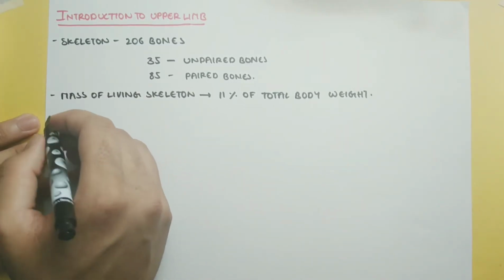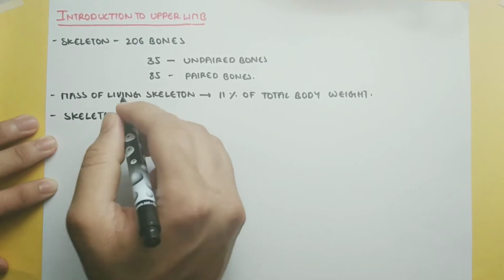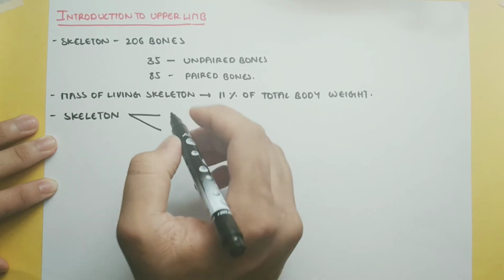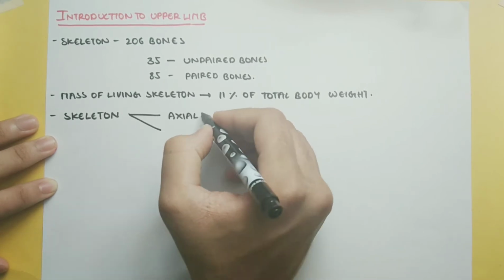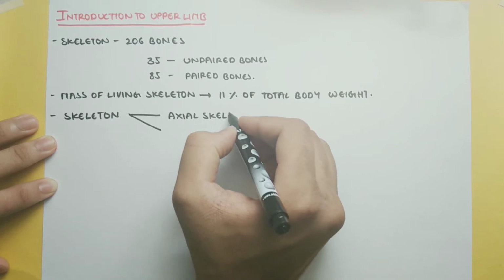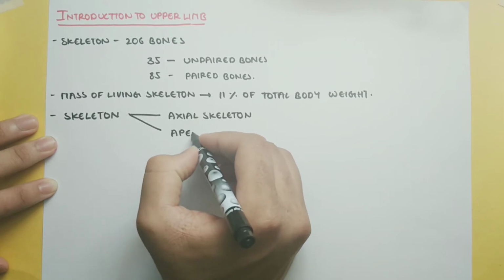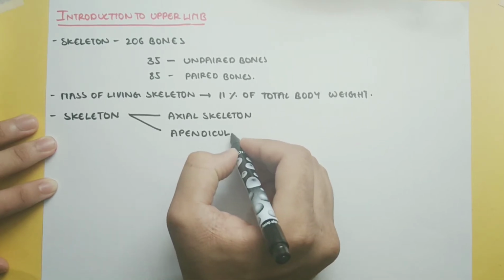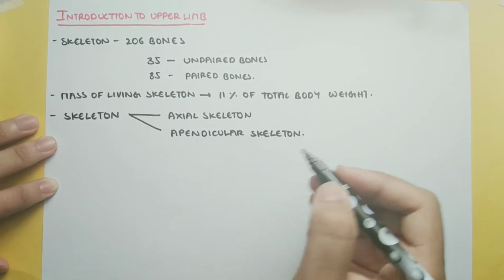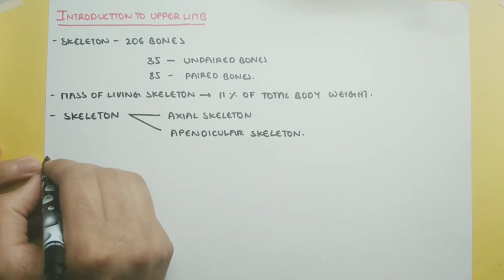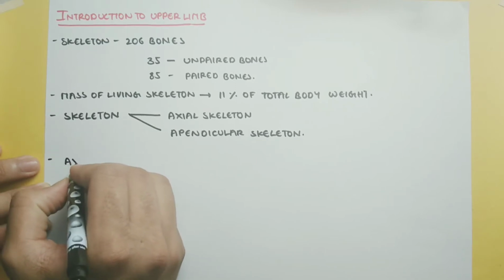The skeleton is divided into two major parts. One is the axial skeleton and the other one is the appendicular skeleton. Now let us discuss each of them in detail. First, let us discuss the axial skeleton.